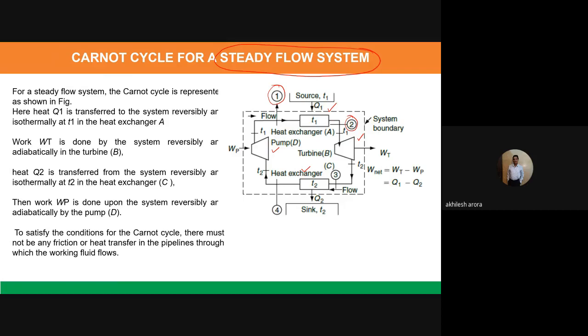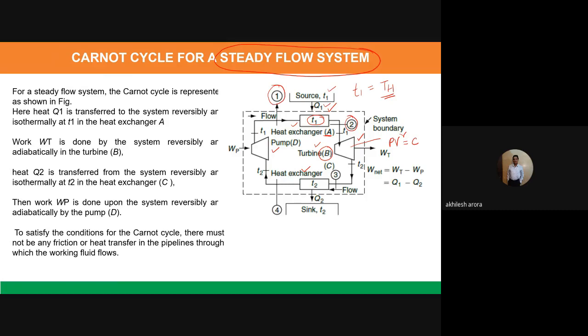In the process 1 to 2 we are transferring heat Q1 from the source at temperature T1 to this heat exchanger, and this process is taking place at constant temperature. T1 is written here. T1 is the higher temperature, which you can consider as TH. So we are supplying heat to heat exchanger A at high, constant temperature, and then it enters the turbine, denoted here as component B, and here the reversible adiabatic process takes place. You can call it PV raised to power gamma is equal to constant. So this is the process which is taking place.